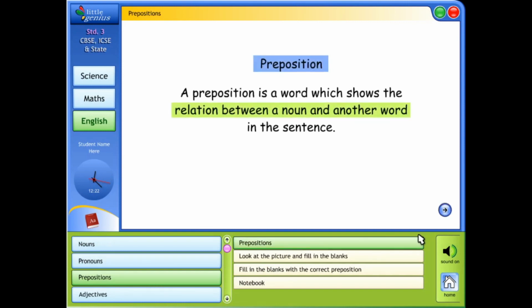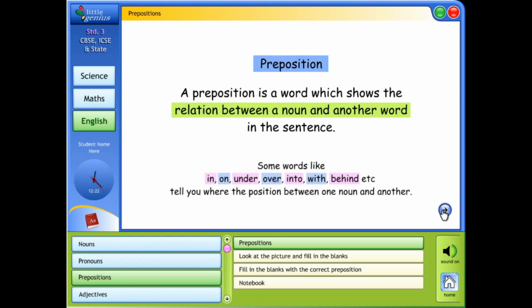Preposition. A preposition is a word which shows the relation between a noun and another word in the sentence. Some words like in, on, under, over, into, with, behind, etc. tell you the position between one noun and another.